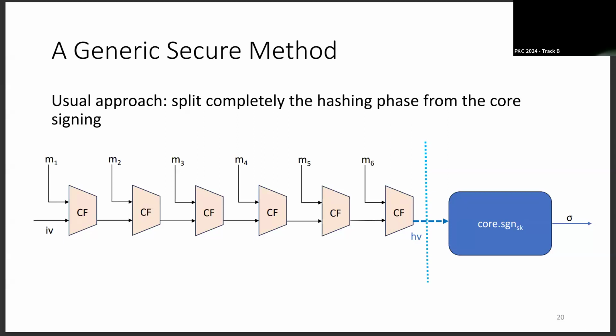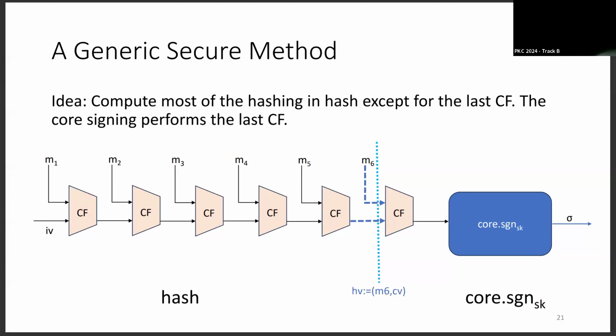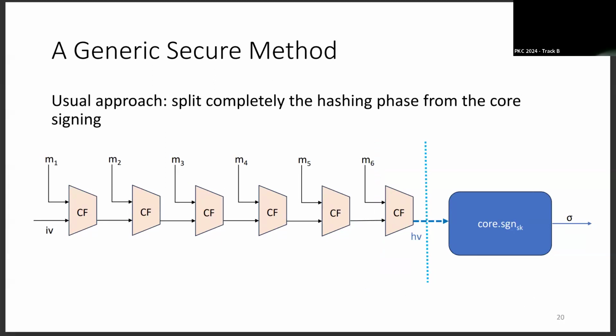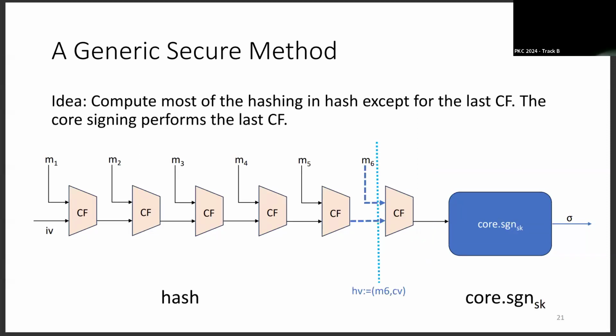So you have this hash function, you separate it completely from the core signing, and this is the separated Hash&Sign implementation of BoringSSL, for instance. But this is not a generic way to apply to all kinds of schemes and see whether it's secure or not. What we propose is to do it differently. Rather than adding an extra hashing primitive or so on, we don't do any of those.